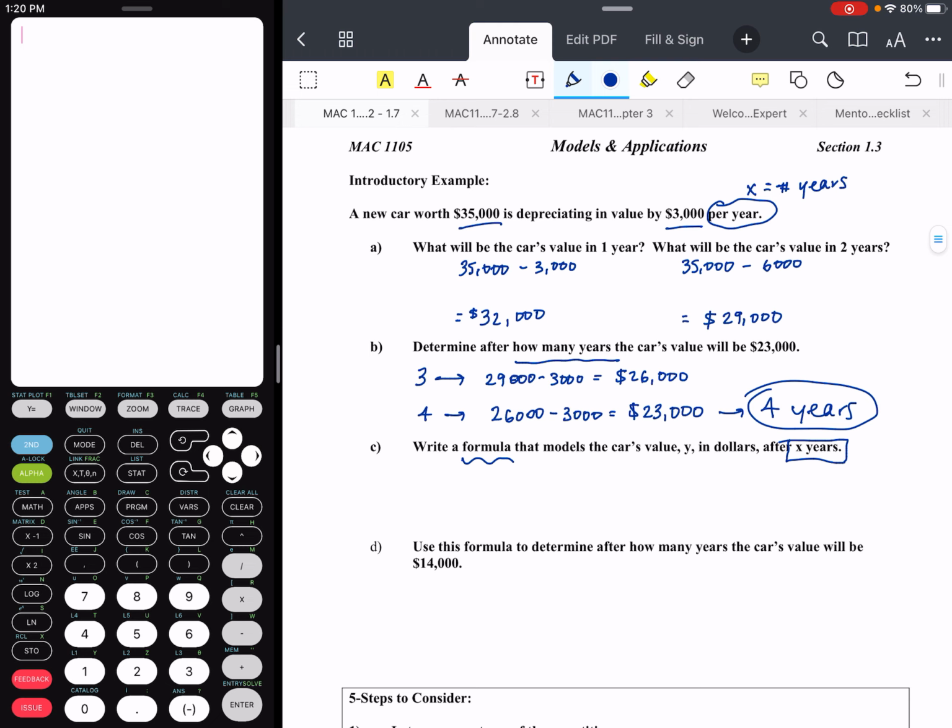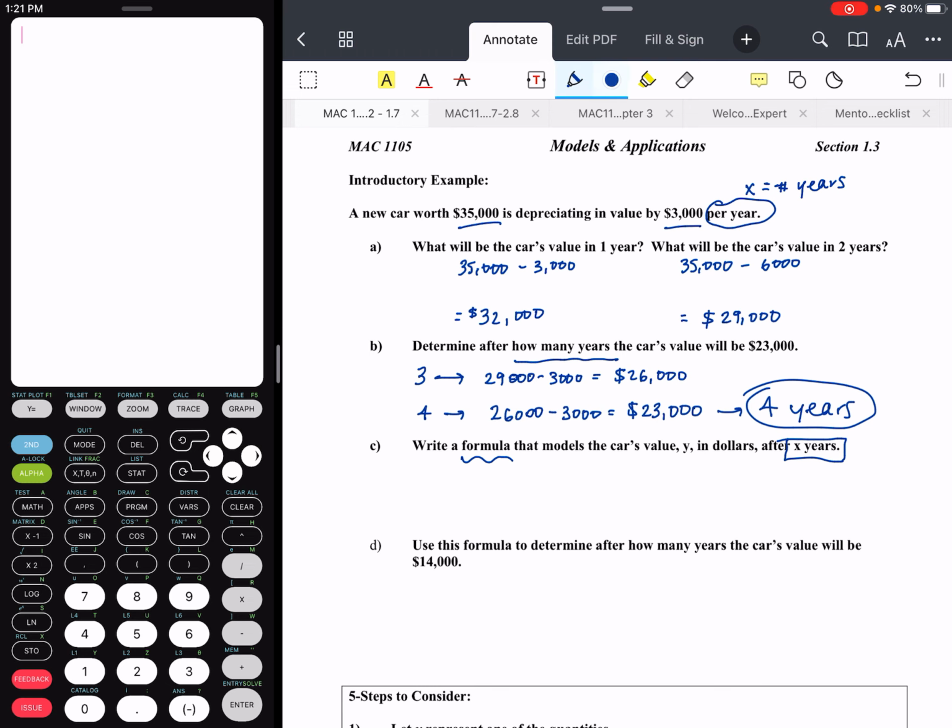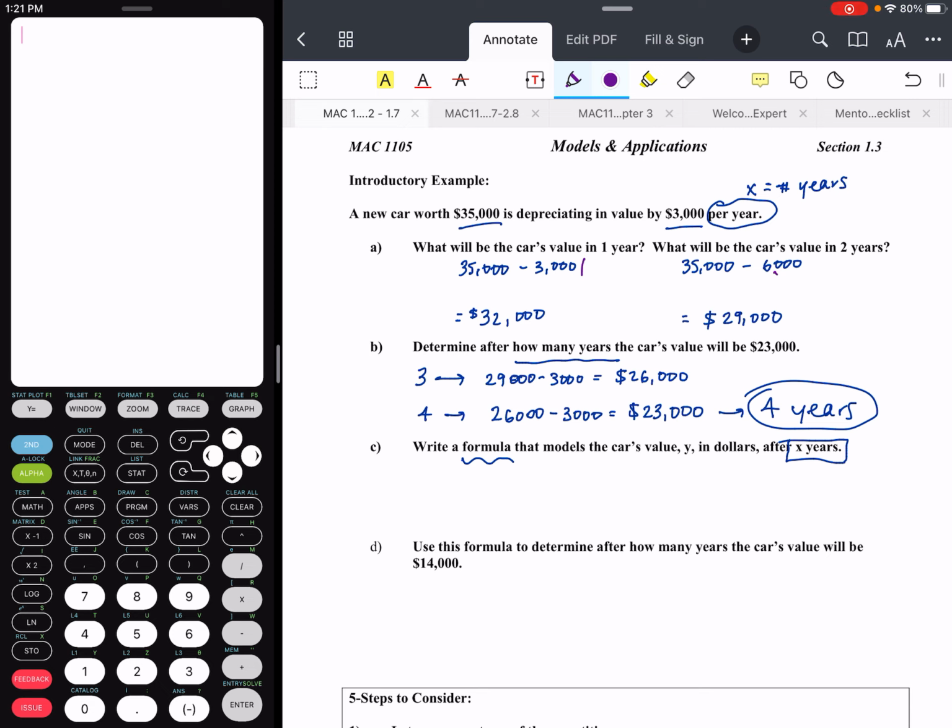So X is going to be our number of years like we mentioned before. And notice that up above, where in part A I have 35,000 minus 3,000, I could rewrite that as 35,000 minus 3,000 times 1, right? That's equivalent. Over here, I could write 35,000 minus 3,000 times 2. That's the same thing as minus 6,000, right? So following this pattern, for my value Y, I start with my initial value of 35,000, and then I'm going to subtract $3,000 for every year that passes.